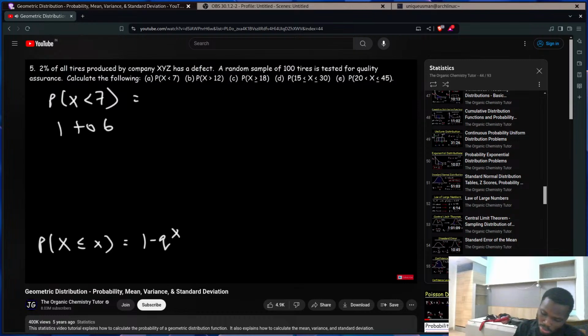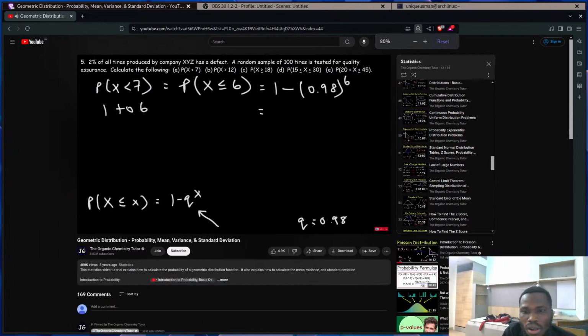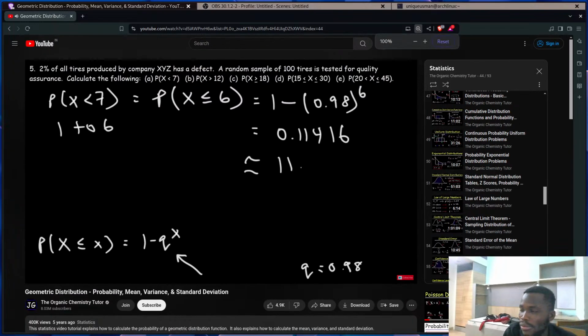So we can say that P of x less than 7 is equivalent to P of x less than or equal to 6. So now we can use this formula. This is going to be 1 minus, now keep in mind, q is 0.98, and p is 0.02. So this is 1 minus 0.98 raised to the 6th power. And that is going to be 0.11416. So there is approximately an 11.4% chance that the defective tire will be identified within the first 6 samples. Now let's move on to part B.